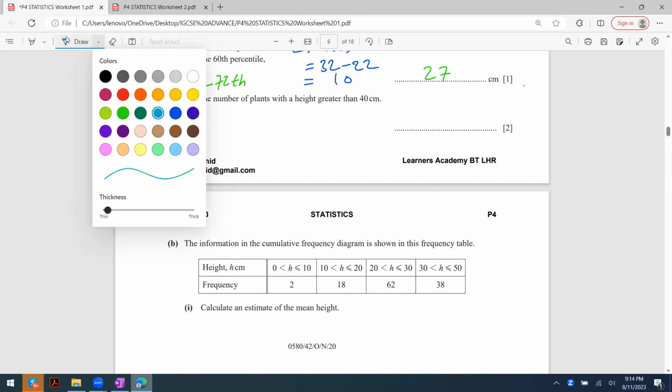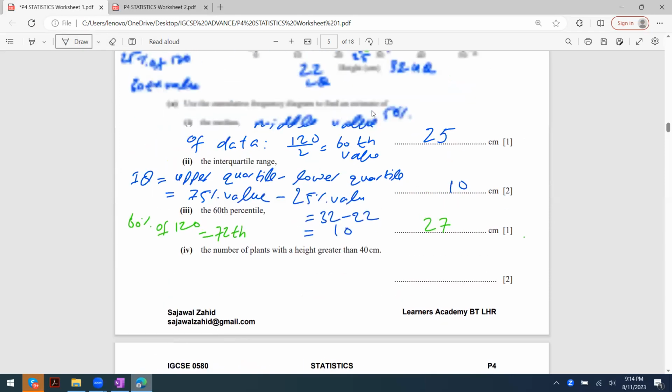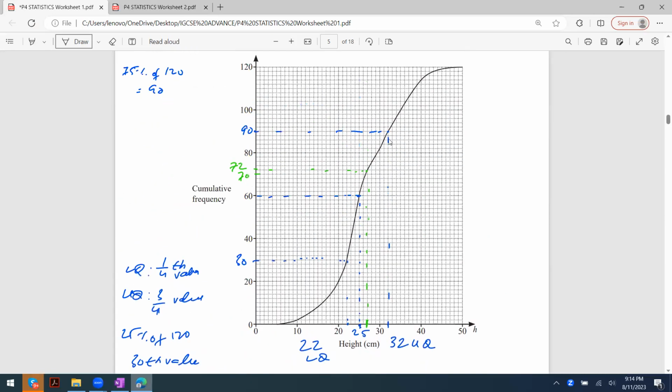Next. The number of plants with a height greater than 40 centimeters. So let's go to 40 centimeters first. This is 40, and read how many plants. This is the point where it will intersect. So what is this? 114. There are 114 plants which are shorter than 40 centimeters. But they are asking how many are taller than 40.